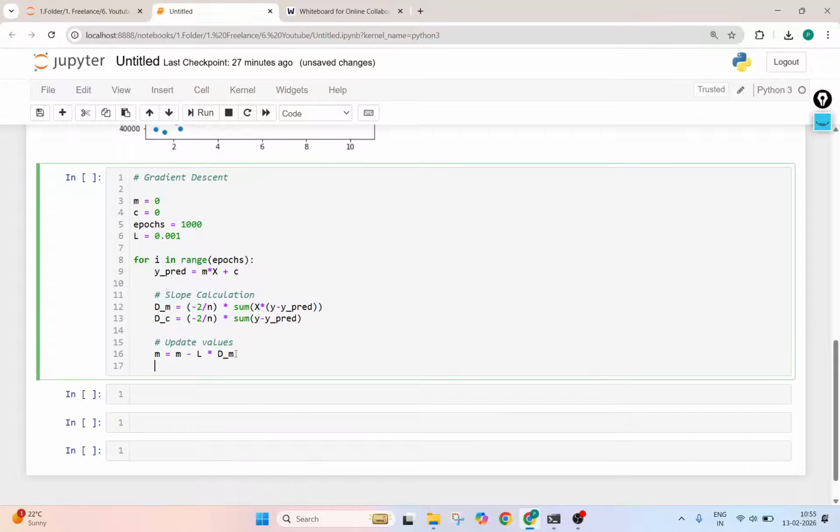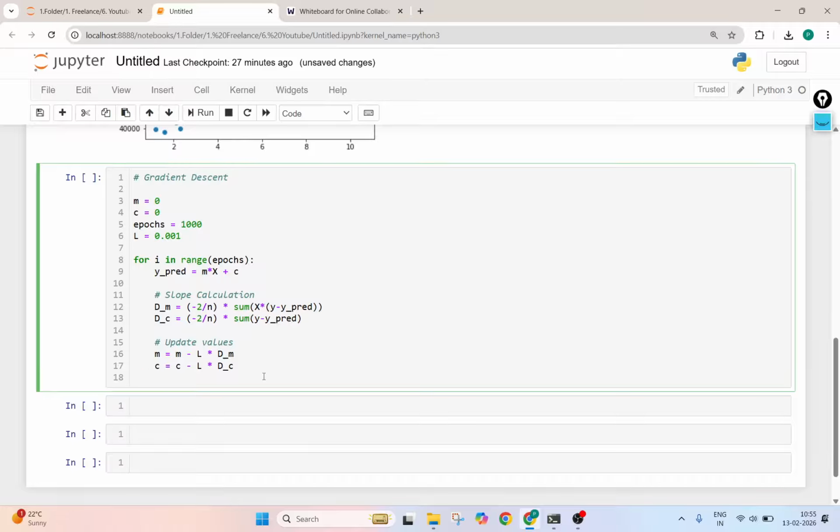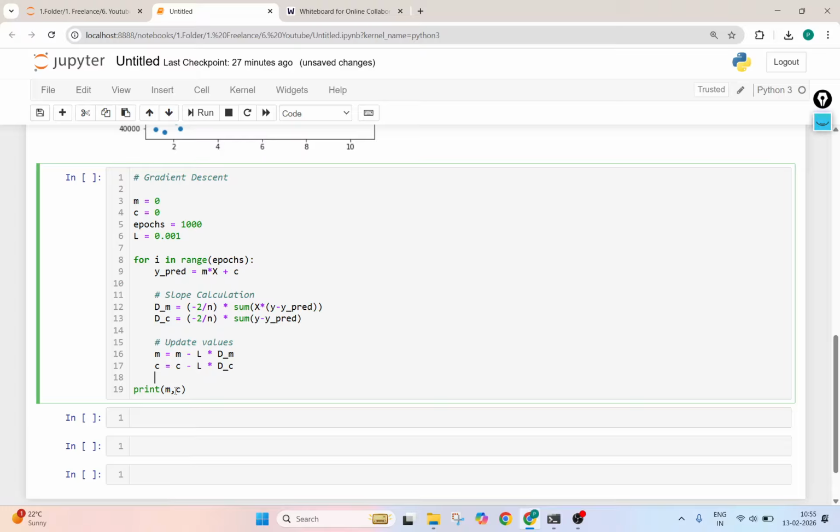I'll do the same for dc. The only thing is m needs to be changed with c. That's all. Okay. Now I can get the updated m and c. Okay. I can get the updated m and c. Or I can simply write print slope.